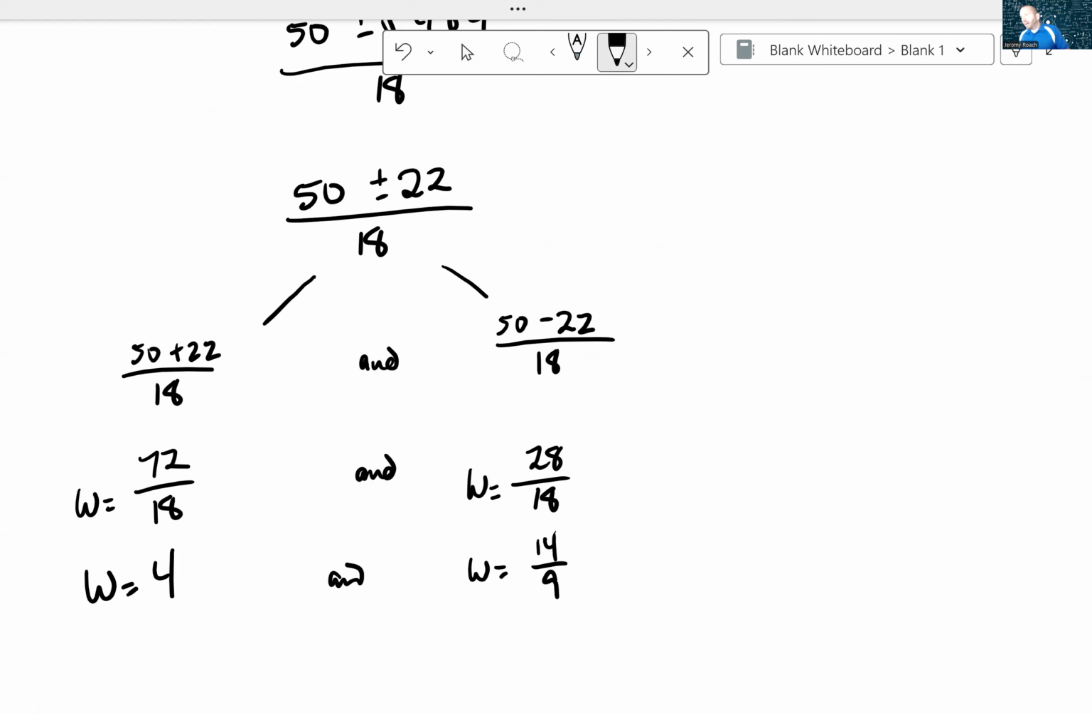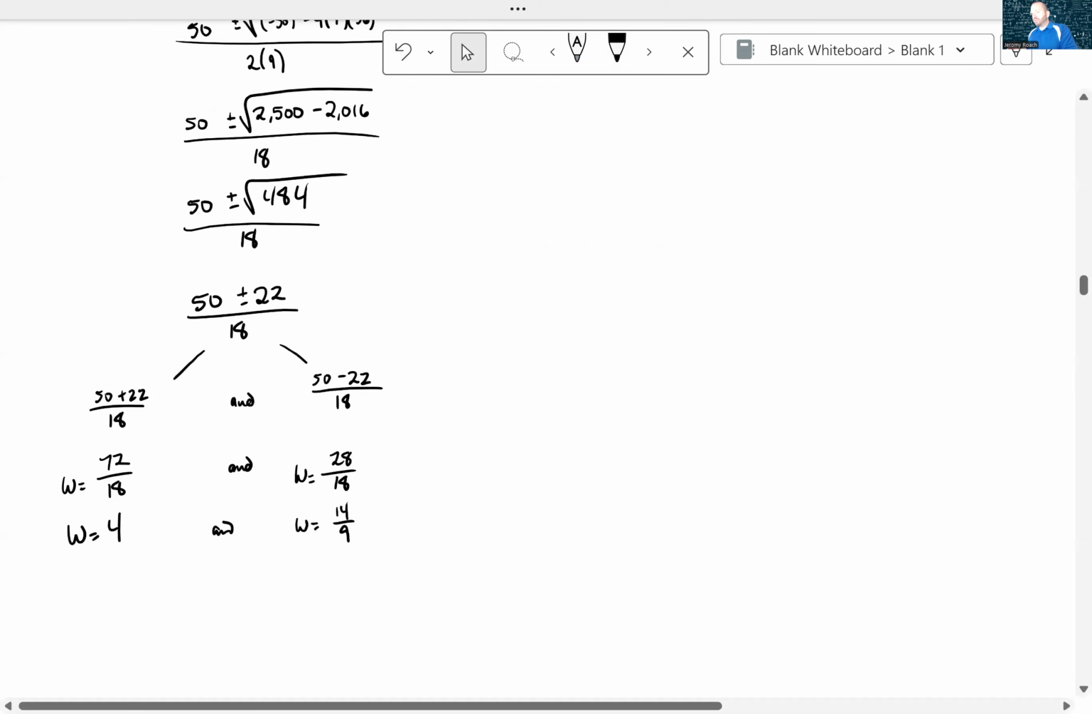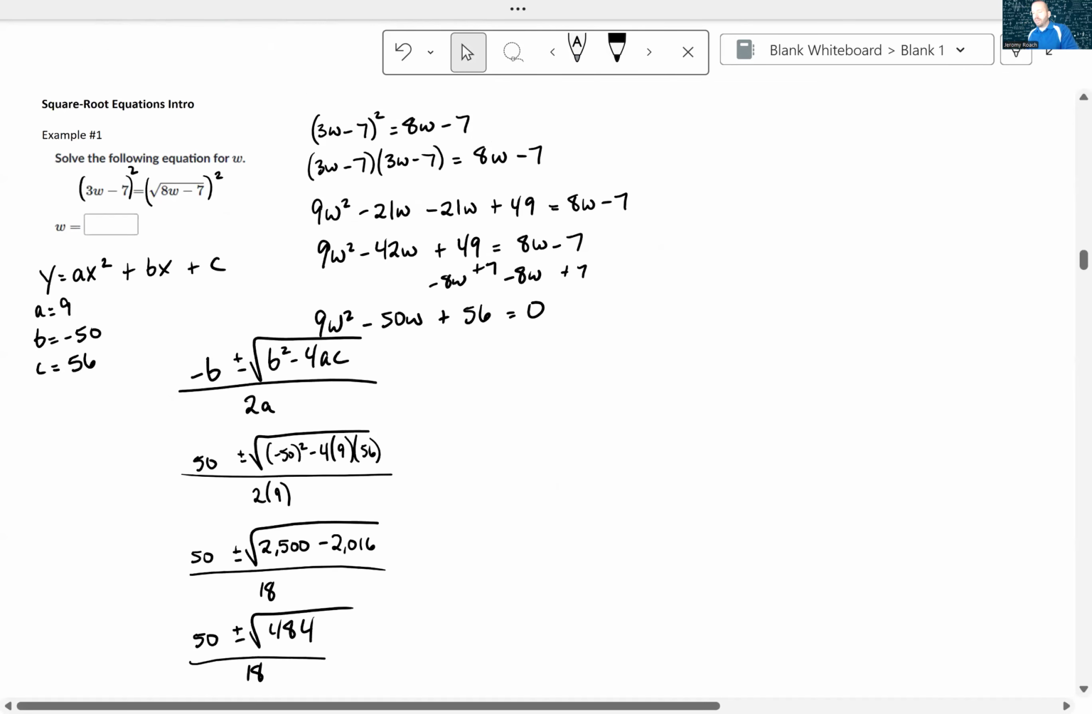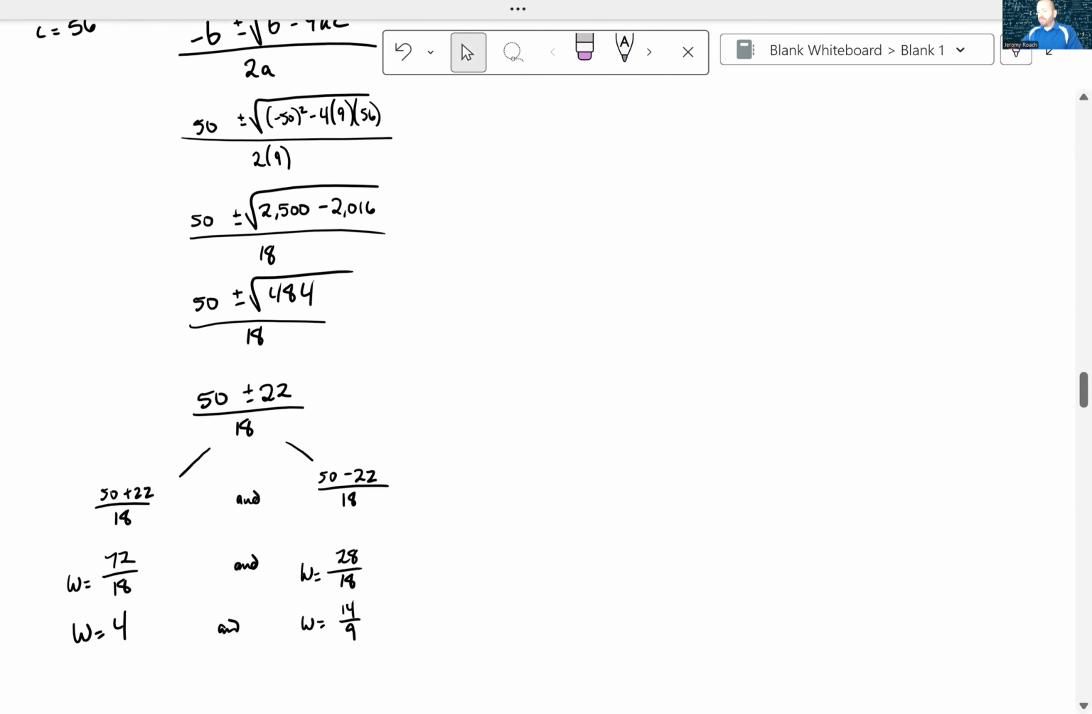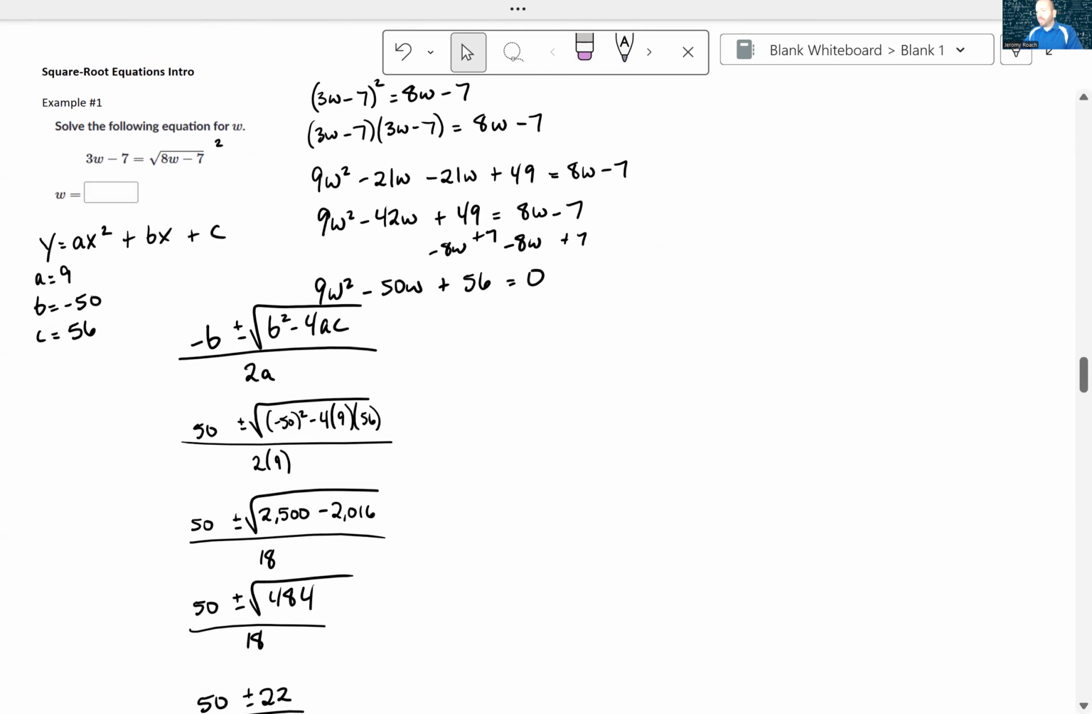Okay, now I think I said it in the beginning, we have to check for extraneous solutions. So we're going to go back up to our original problem. We're going to plug in 4 for W first, see if it's a true statement. Then we're going to do the same thing for 14 over 9.